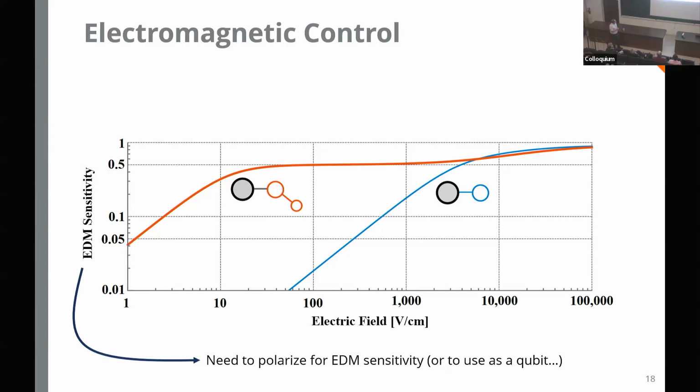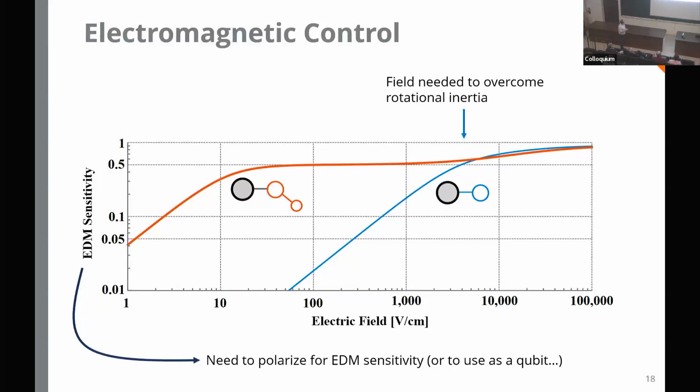And intuitively, the reason why you get this additional level of control is, the molecules want to rotate. They're rotating. And if you want to align them in the lab frame, you have to apply a large enough electric field to overcome that rotational energy.